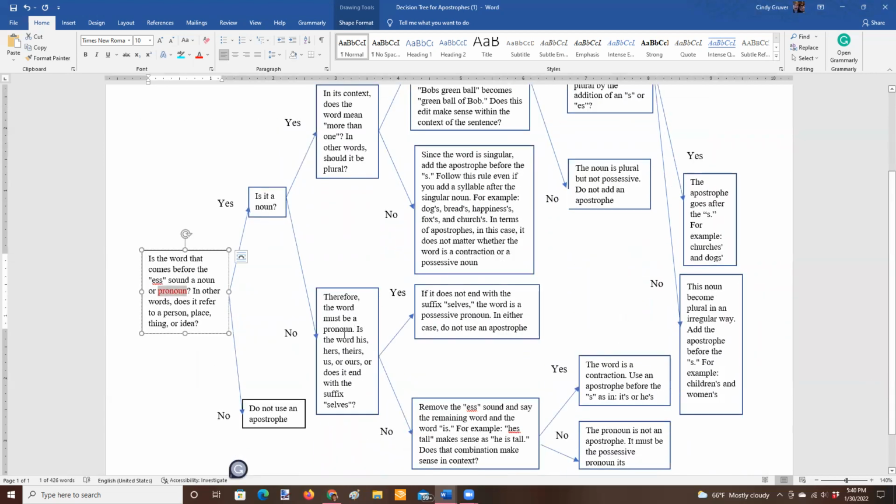Okay. Is the word his, hers, theirs, us, or ours? Or does it end with one of the suffix selves? Well, our word is its. Its isn't the word his, isn't the word hers, or theirs, or us, or ours, and it doesn't have a suffix. So we're going to go down here to the no section. Remove the S sound and say the remaining word, and the word is. For example, he's tall makes sense as he is tall.